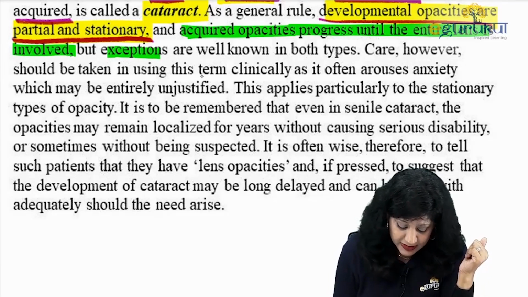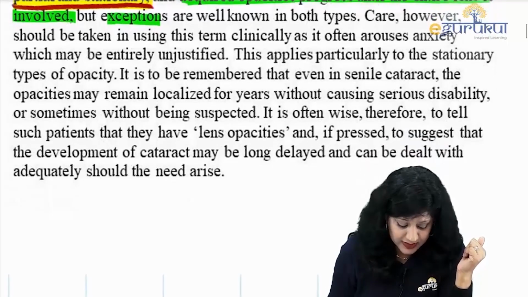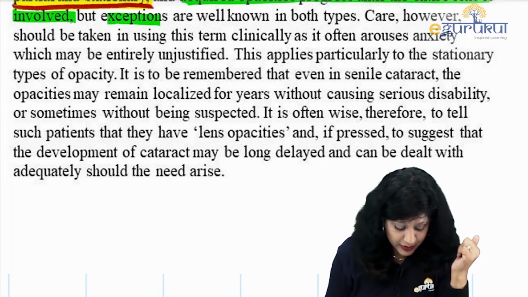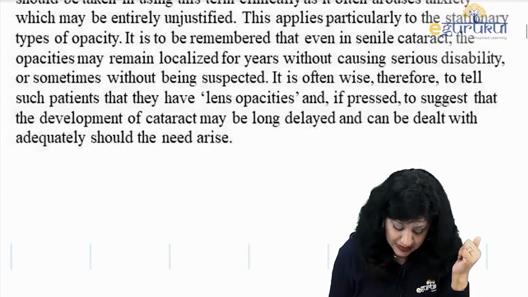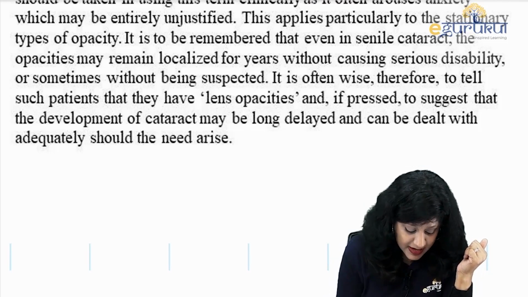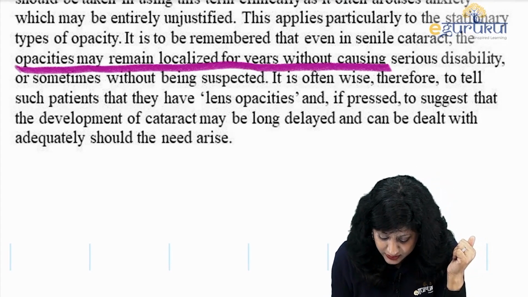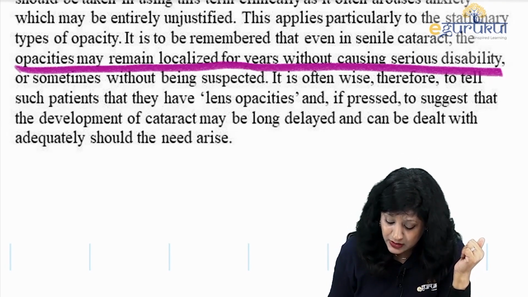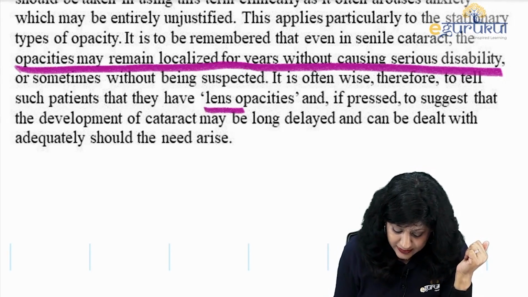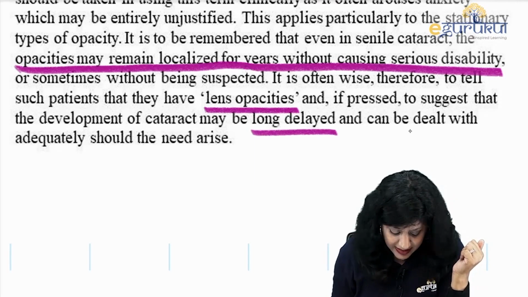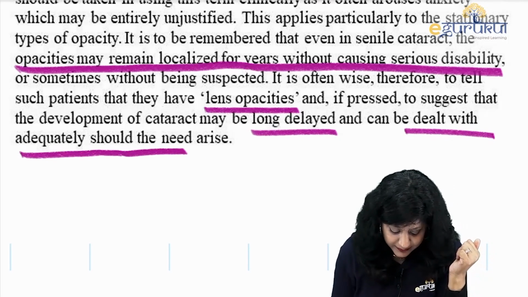Care, however, should be taken in using this term clinically, as it often arouses anxiety, which may be entirely unjustified. This applies particularly to the stationary types of opacity. It is to be remembered that even in senile cataract, the opacities may remain localized for years without causing serious disability, or sometimes without being suspected. It is often, therefore, wise to tell the patients that they have lens opacities, and if pressed, to suggest that the development of cataract may be long delayed and can be dealt with adequately should the need arise.